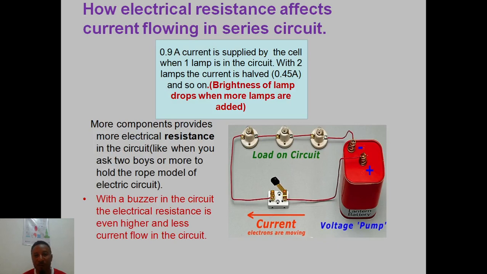Now, if you have a 0.9 amp current being supplied by a cell, for instance, to a single lamp in a circuit, and you decide to double the lamp, the current actually will be halved. Instead of 0.9 amps supplied by a cell, the cell will rather supply half of it, which is about 0.45 amps, since you have 2 similar components.